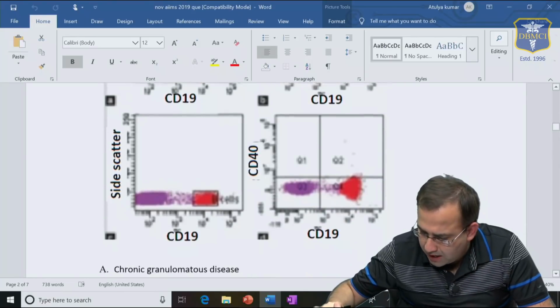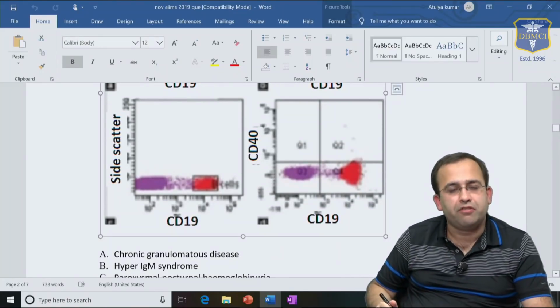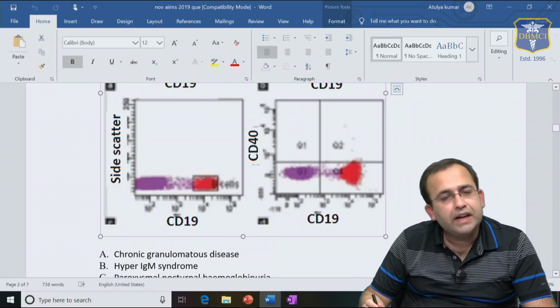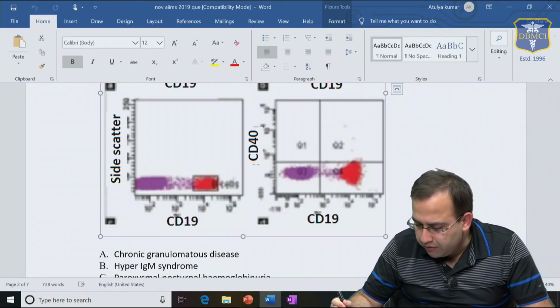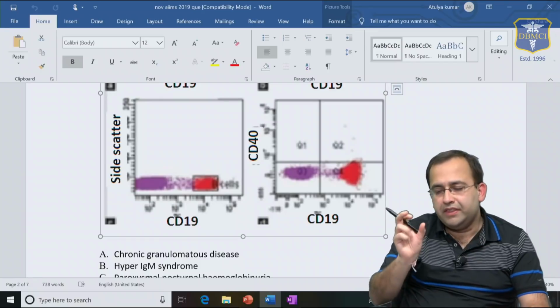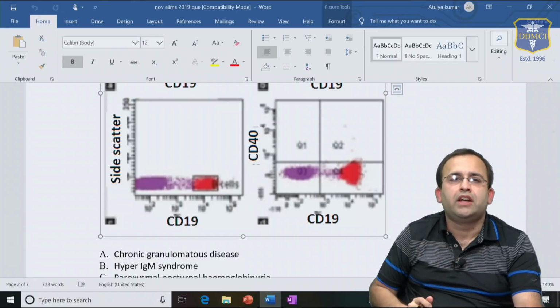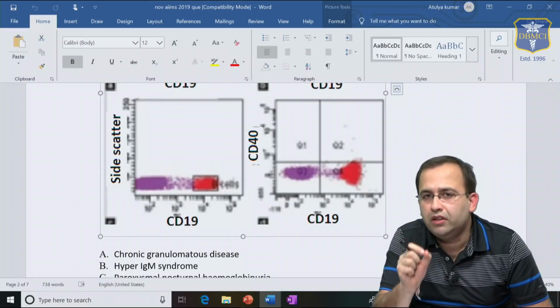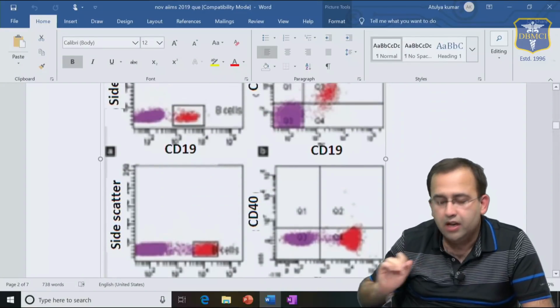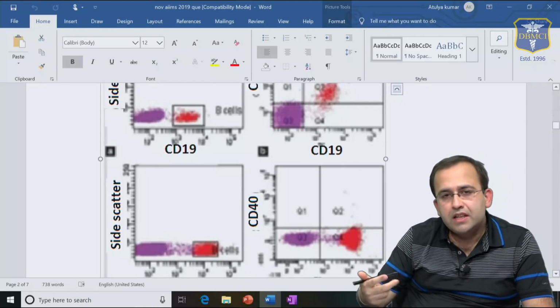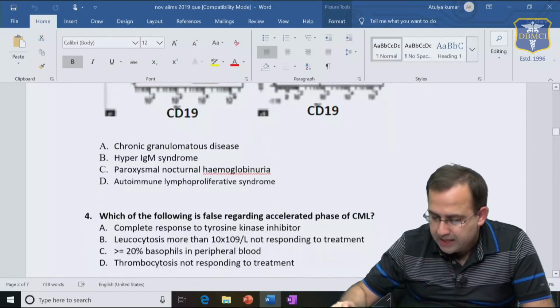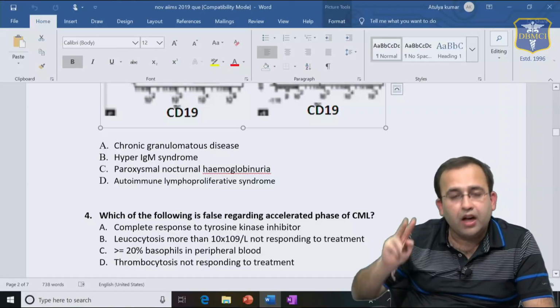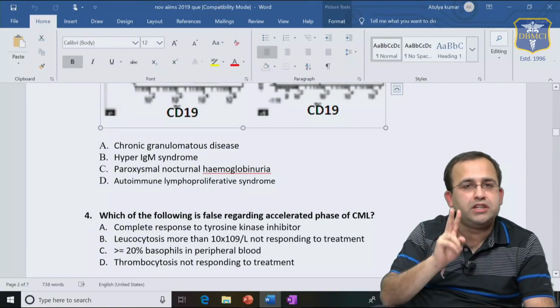Now, what was asked was the second set of images. The B cells 19 positive are gated, which are 40 negative. 19 positive, 40 negative. That is, it is a mutation in CD40. This is what the flow cytometry tells you. This has been applied as diagnosis, and the answer is B, that is hyper IgM syndrome.